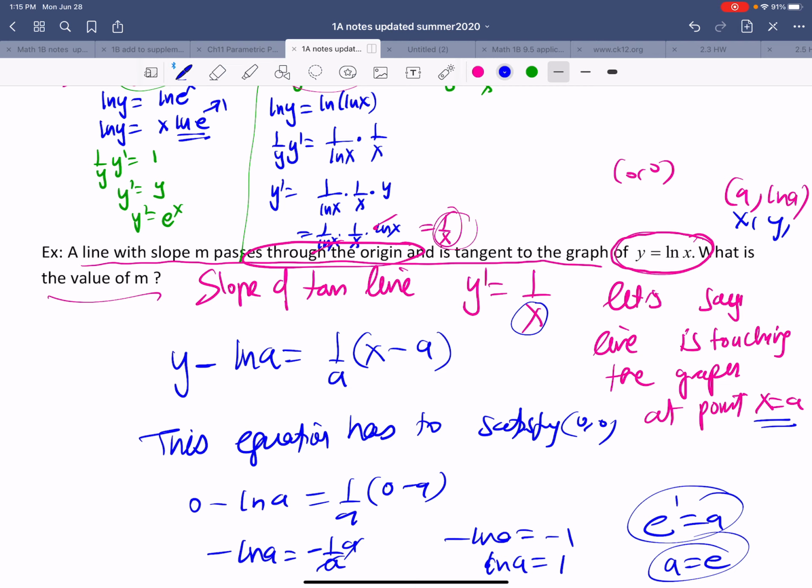A is e, so what is the value of m? The value of m is your slope of the tangent line. That's going to be 1 over x, which is 1 over e. 1 over e is the slope of the tangent line. That would be all for this problem.